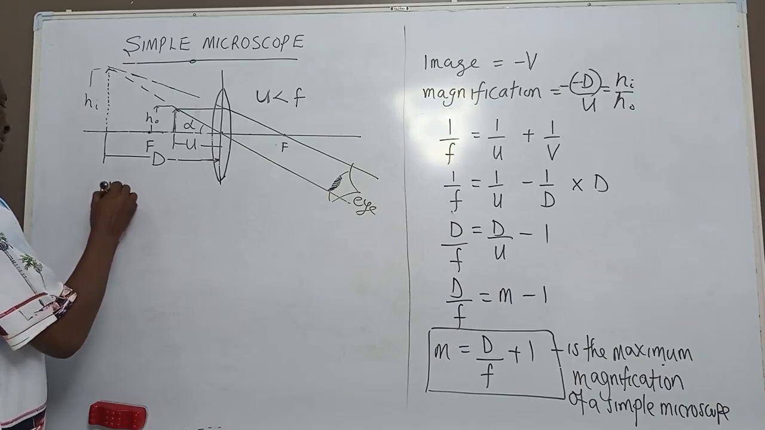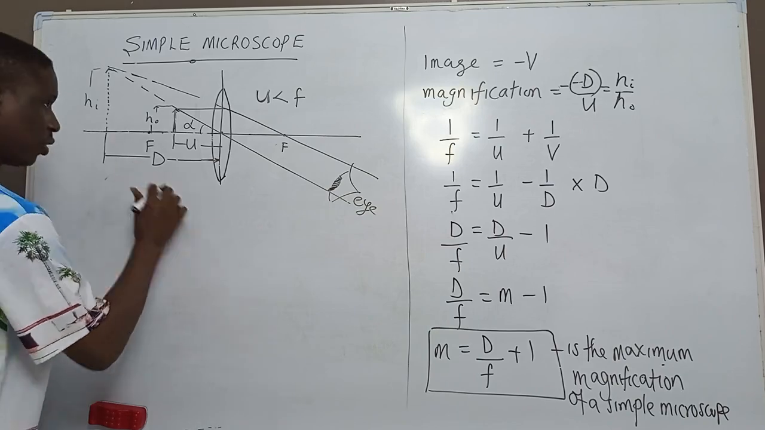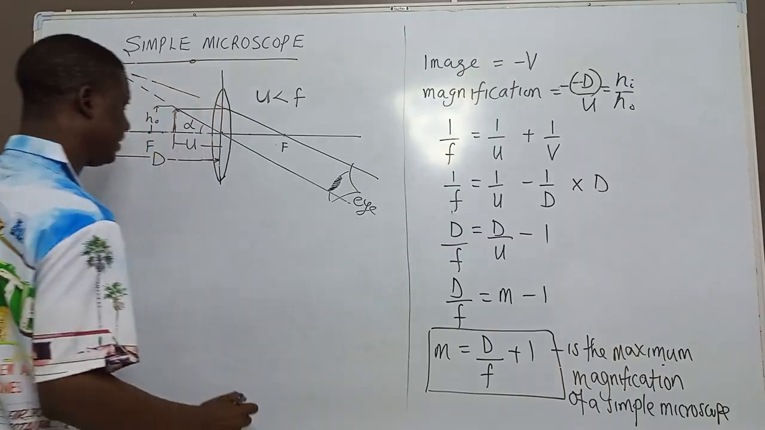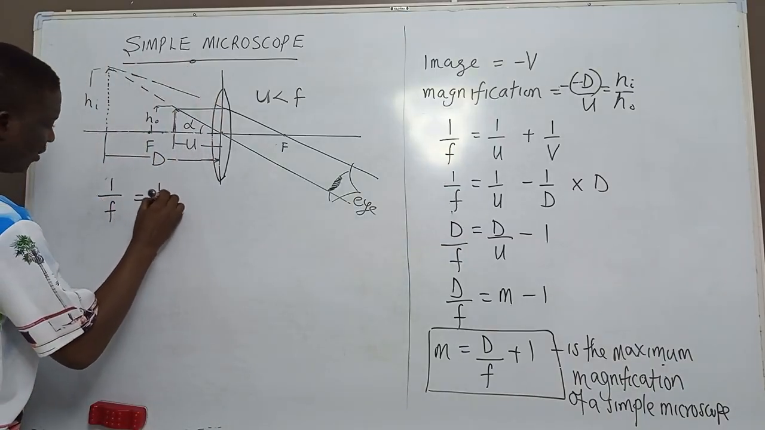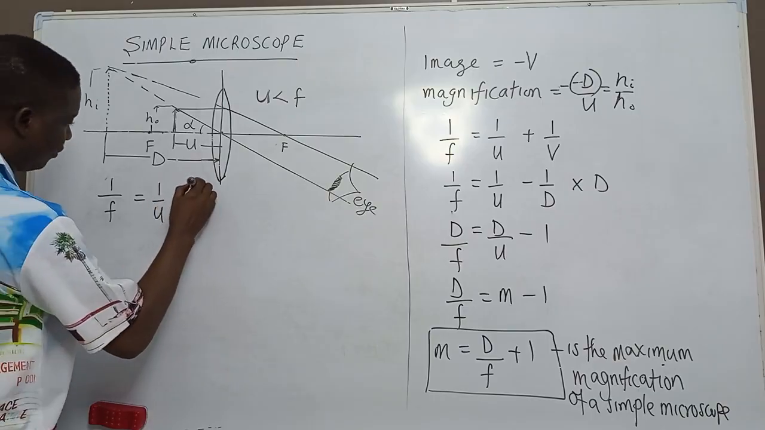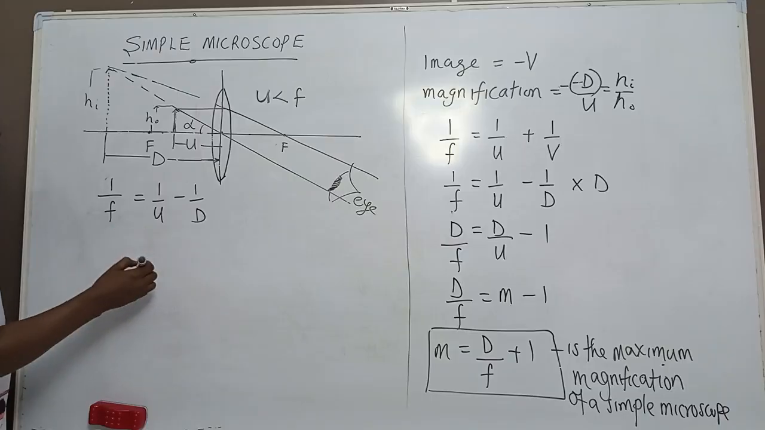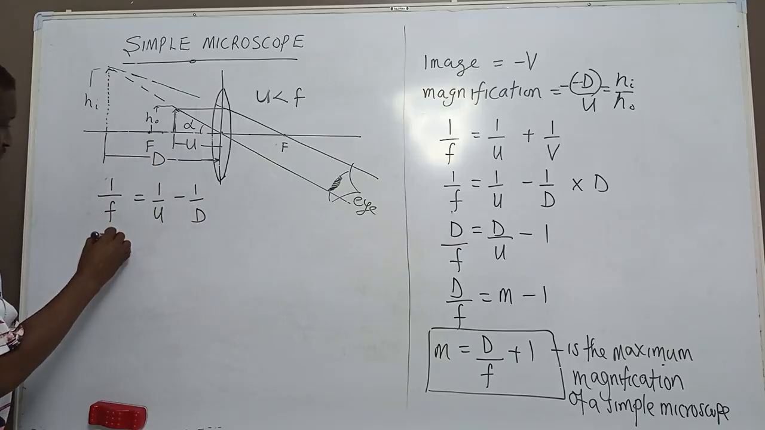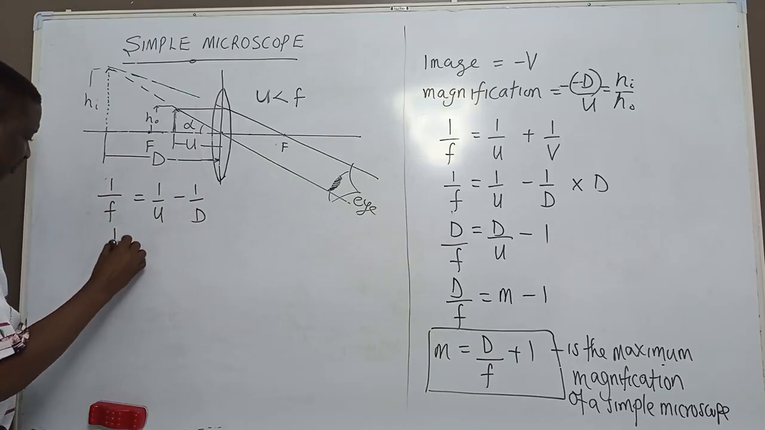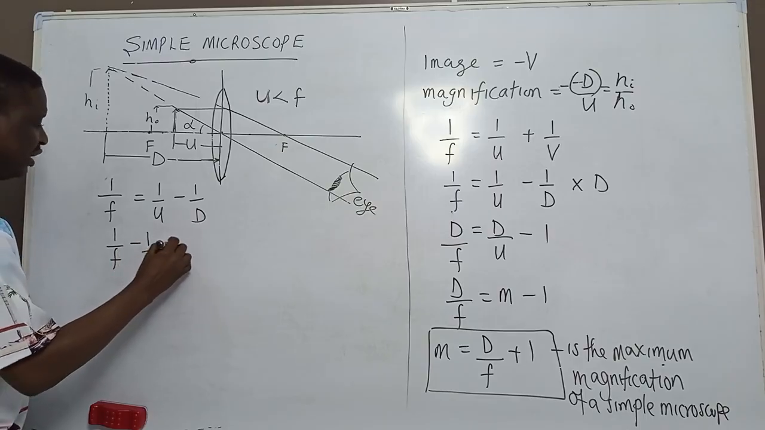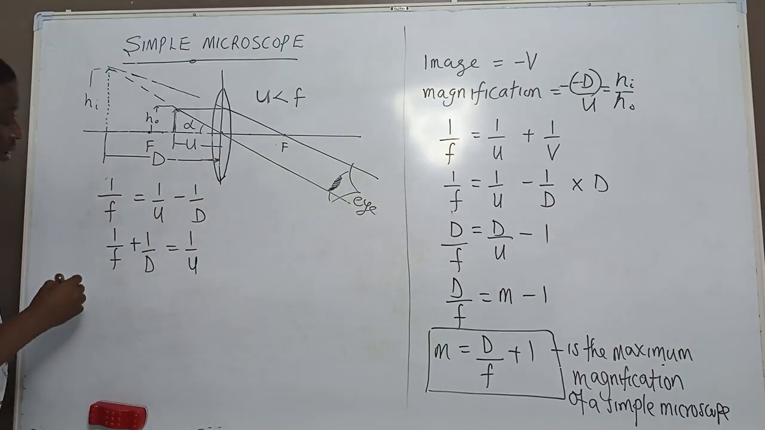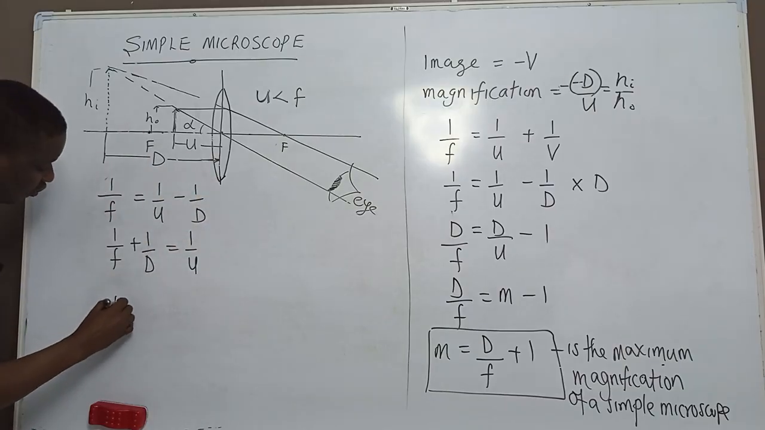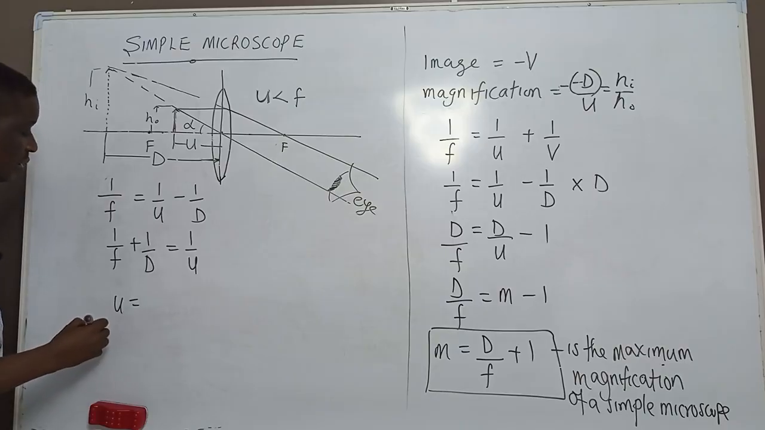Now, let's look at the object. How can we make object the subject of the formula here? In this formula, I would have 1 over f is equal to 1 over u minus 1 over d. If I make object the subject of formula, I would have 1 over f minus 1 over d equal to 1 over u. By bringing this one here, it becomes plus.